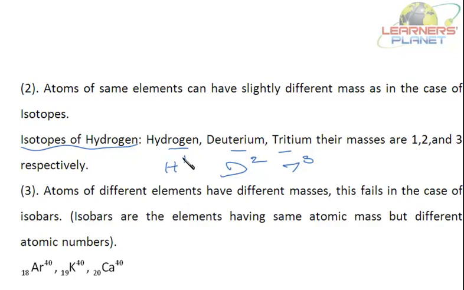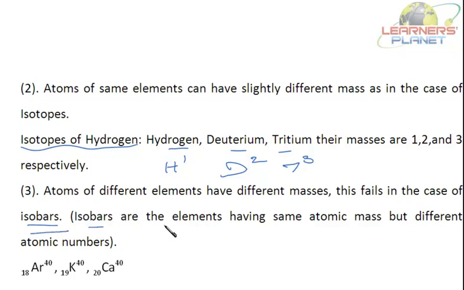Say chlorine also has two isotopes. One is Cl35.5 and the other is Cl37.5. Likewise, iron also has its isotopes. Now, Dalton also said that atoms of different elements have different masses. This fails in the case of isobars.